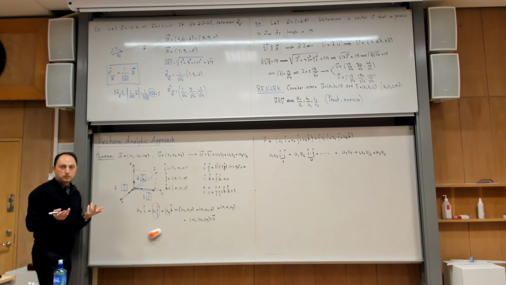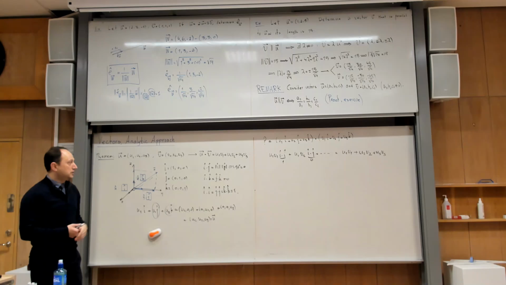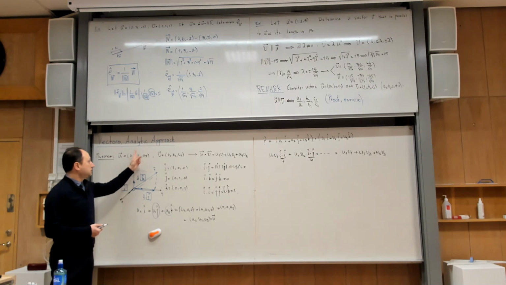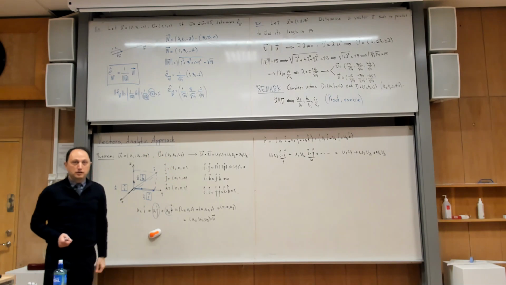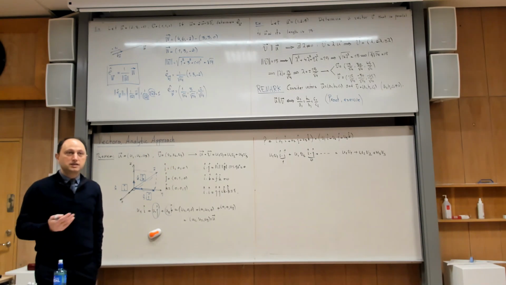So if I give you two vectors and I ask you to find the dot product, this is the rule. Multiply the first components, multiply the second components, multiply the third components, and add these three numbers. The number that you get is the dot product.